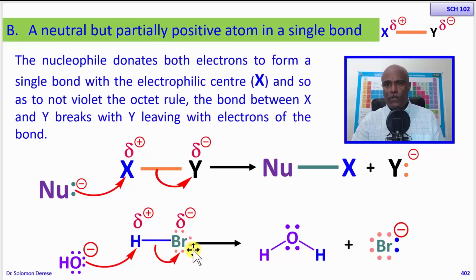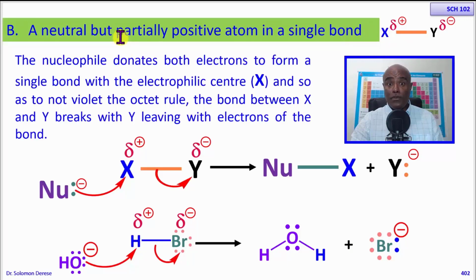It could be a carbon also. A carbon, for example, this one, CH3Br. When the OH forms a bond with this carbon, this bond must break. So when you have a partially positive electrophile that is bonded through a sigma bond, when a nucleophile attacks it, when a nucleophile forms a bond with it, it has to be accompanied by a breakage of the sigma bond. This is part B, a neutral but partially positive atom that is involved in a single bond.